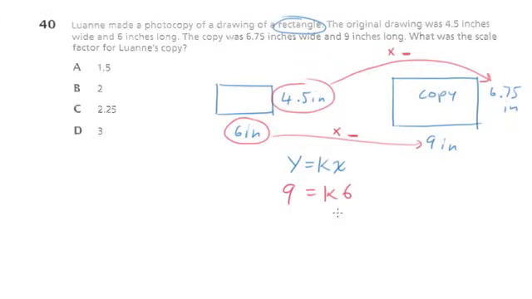And so in order to get k on its own, we would divide both sides by 6, and that would give us k equals 9 over 6. And so k, when we simplify this, equals 1.5. So this would still be the same if we use the other two numbers as well. We could have done the 6.75 equals k times 4.5. Would have given us exactly the same answer. A is our answer in this question.